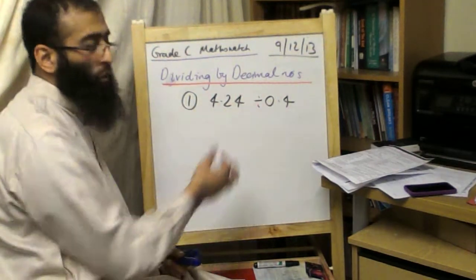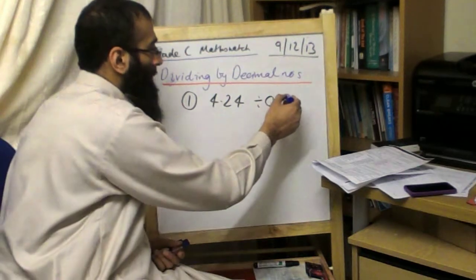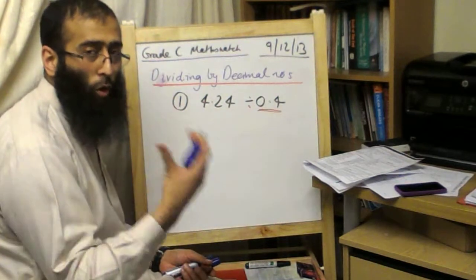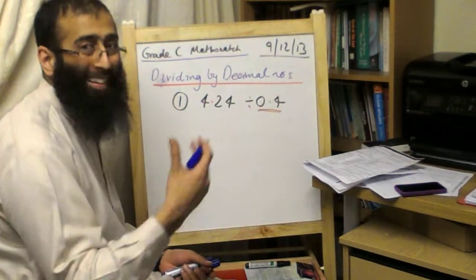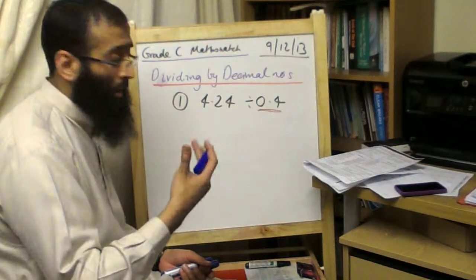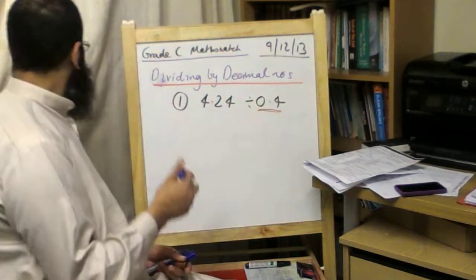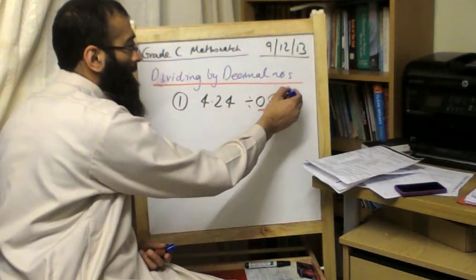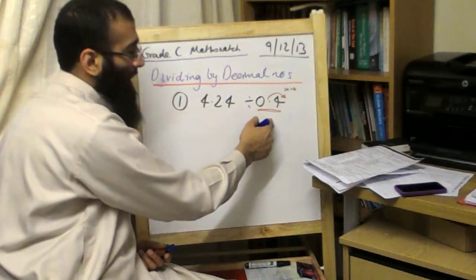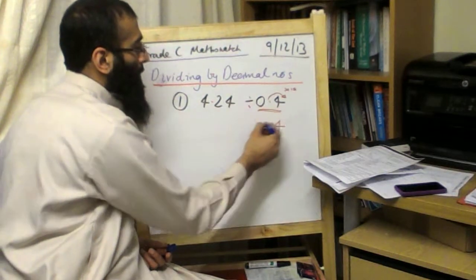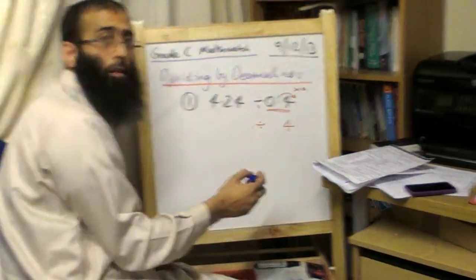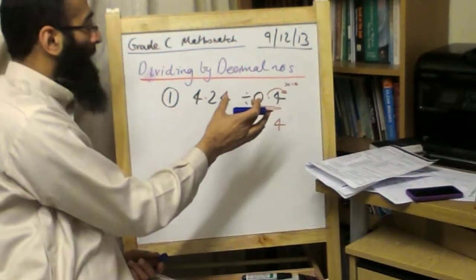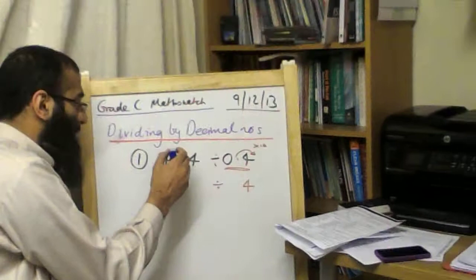Now, in order for us to do this, we need to start at this part of the question, the number that we're dividing by. We need to convert it into a whole number by multiplying either by 10, 100 or 1000, or multiples of 10. Now if you look at this particular question, 0.4, if you multiply it by 10, it will quite quickly change the 0.4 into 4. Now, because we multiply this part of the question by 10, to keep the question balanced, we have to multiply the first part of the question by 10 as well.